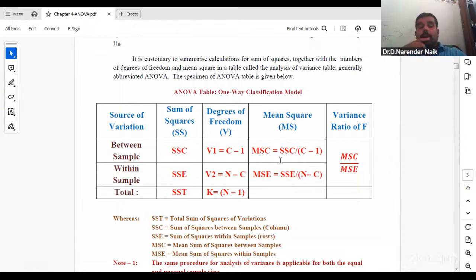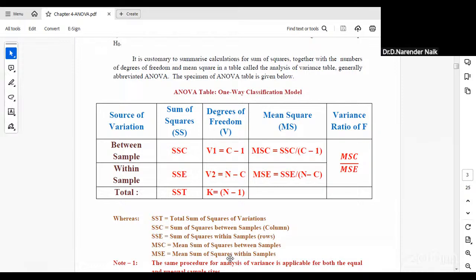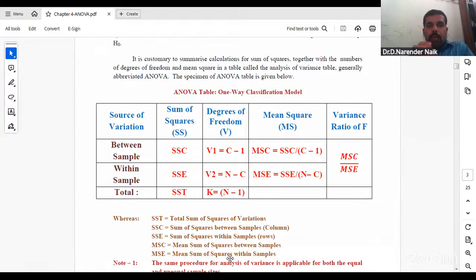Generally, there are five heads: source of variation, sum of squares, degrees of freedom, mean sum of squares, and variance ratio of F. The rows are between samples, within samples, then total. Between samples, the sum of squares is SSC, sum of squares between samples. Degrees of freedom, V1, is equal to C minus 1. Mean squares, MSC, is equal to SSC divided by C minus 1.